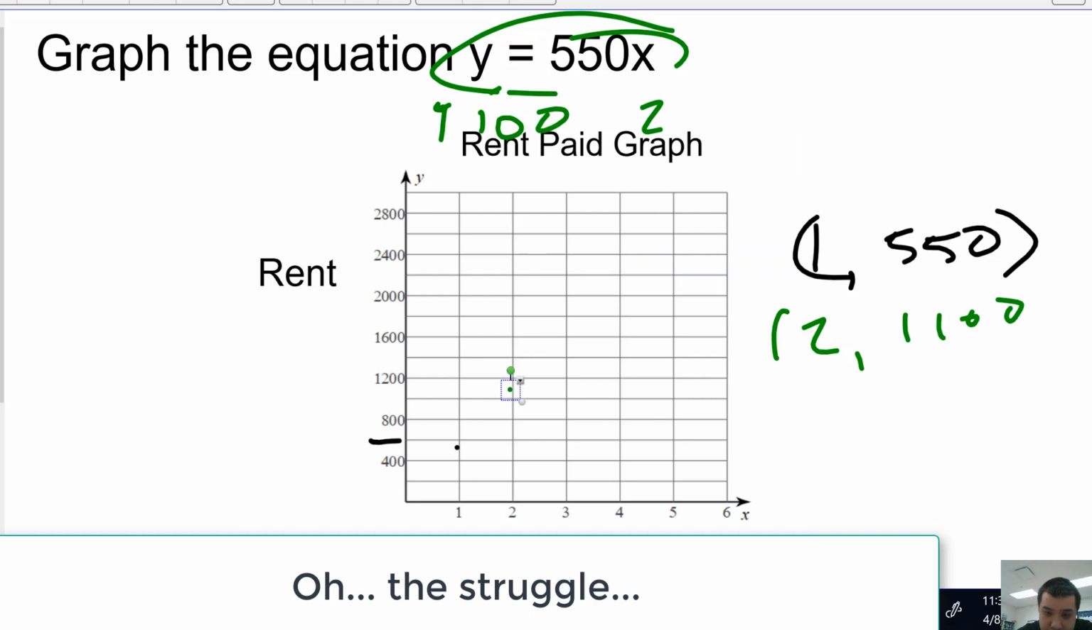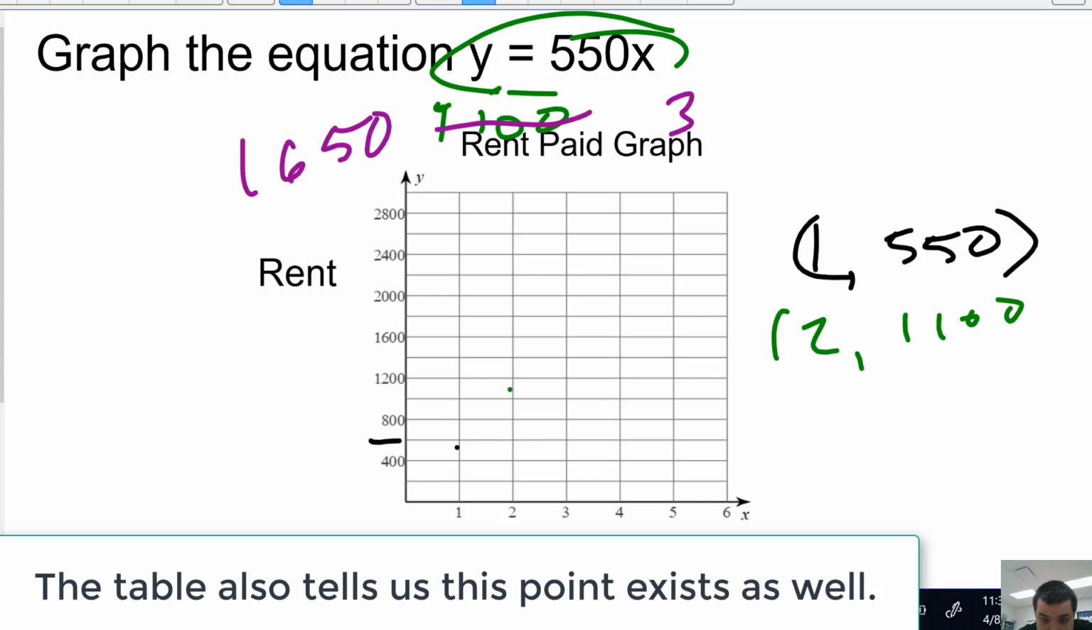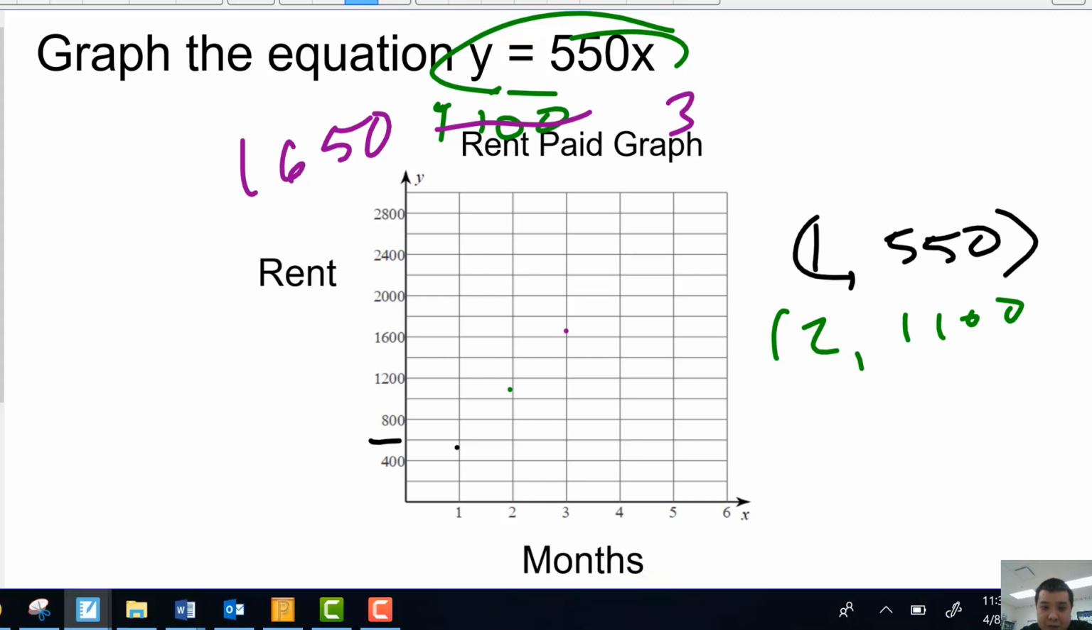So 550, 1,100. And then we got 3. If we replace x with a 3, you find that's 1,650. So we're going to do a point at 1,650, so about right there, but let's move that a little bit better right there. And as you can see, this is going to end up being a straight line. So let's make that a straight line.